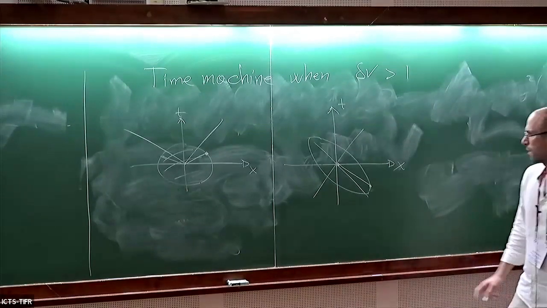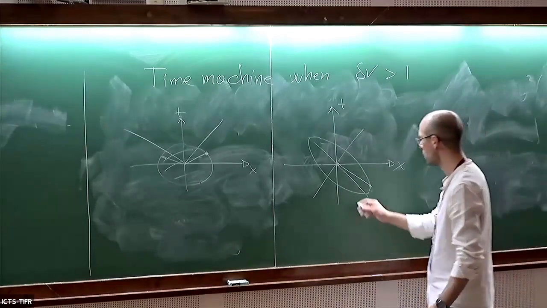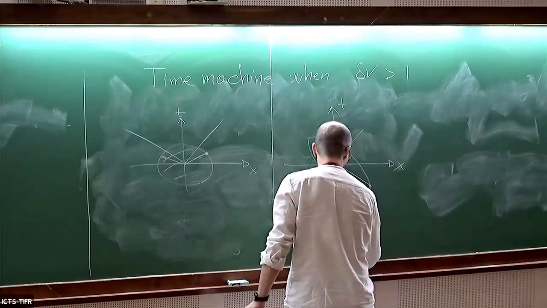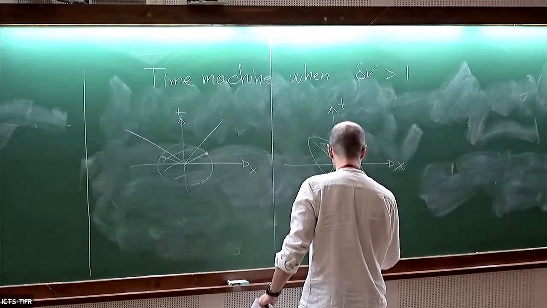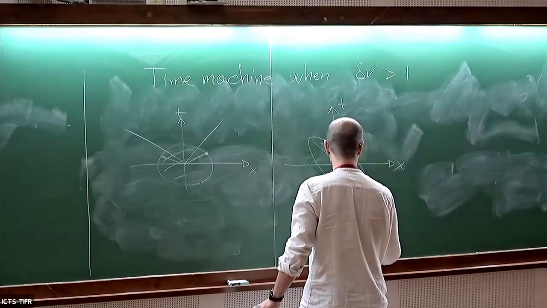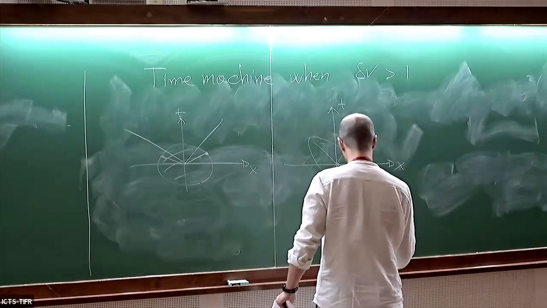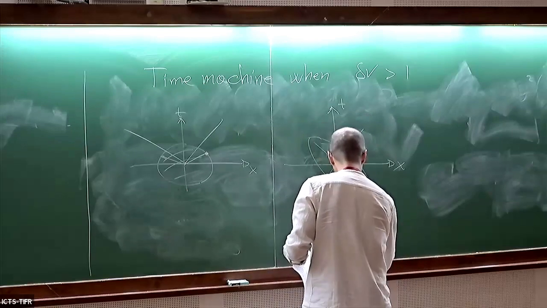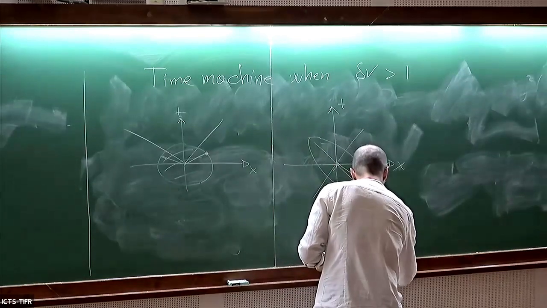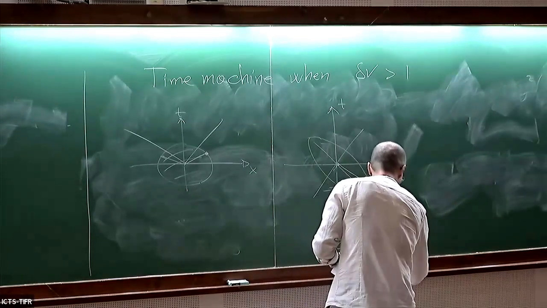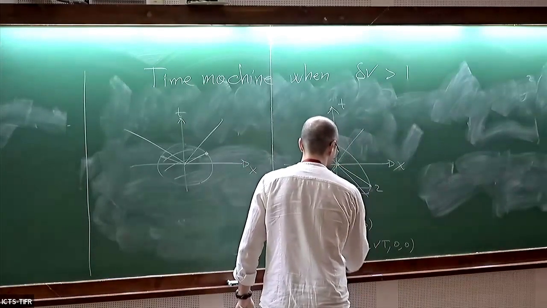So let's try the following. You send a signal from here to here, and this takes some time. So let's call this point 1. From here, you send it, this one, for example, has coordinates 0, 0. Now, you send it to point 2. And point 2 is going to have time minus t, then position vt, where v is the velocity I'm traveling. Okay. So this is the first step.